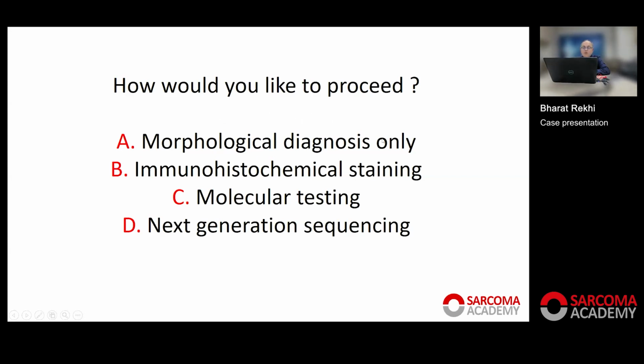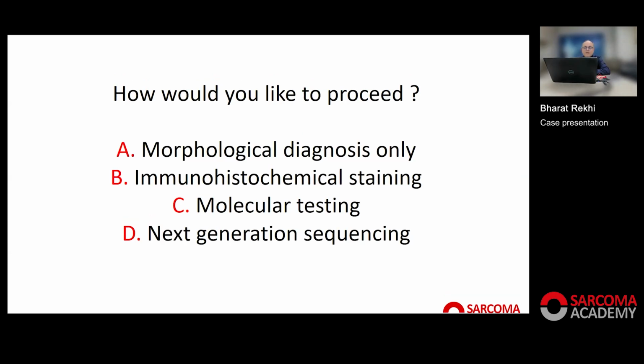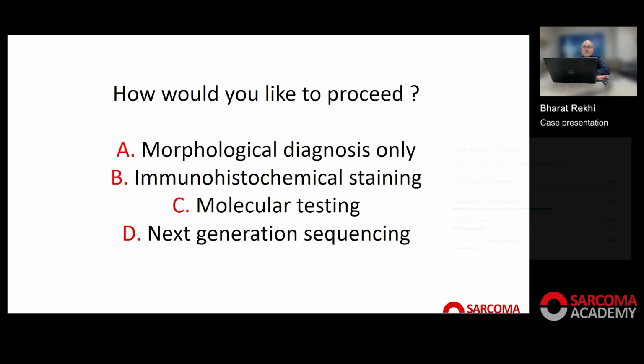Morphological diagnosis only. We proceed with immunohistochemical staining, a good friend and support. Go further for molecular testing, and presently, as we have next generation sequencing, or the NGS. So depending upon which part of the world and with what resources one is, there could be a variation in the choices. I can understand, and let's see how the poll shows up.